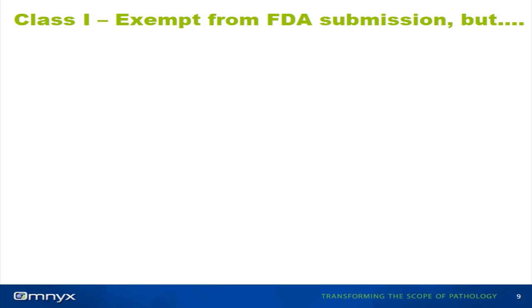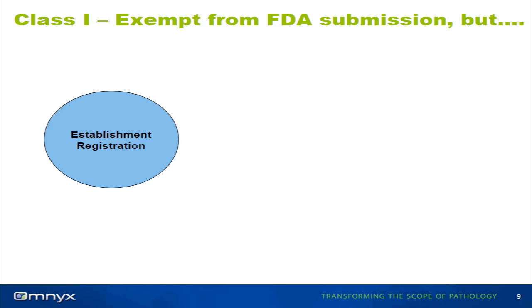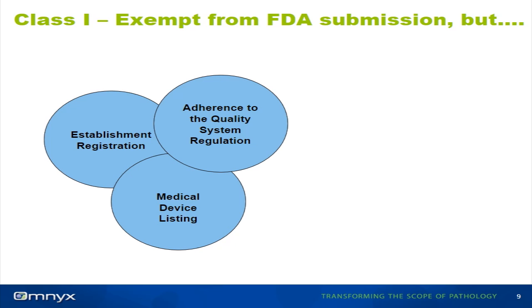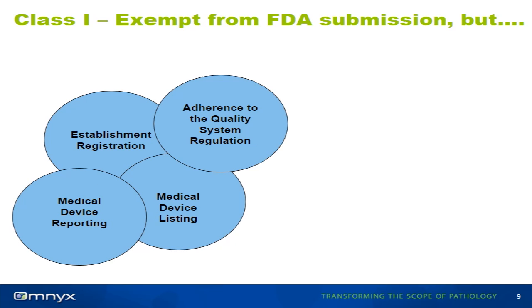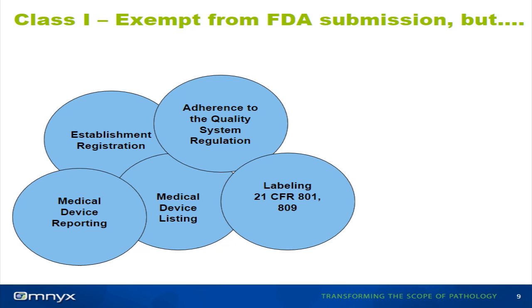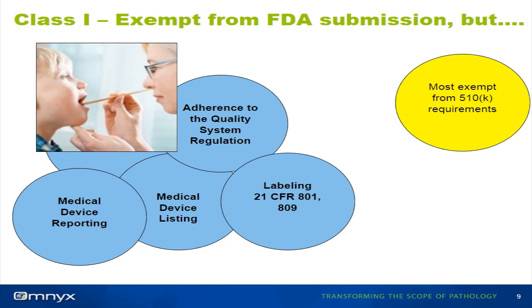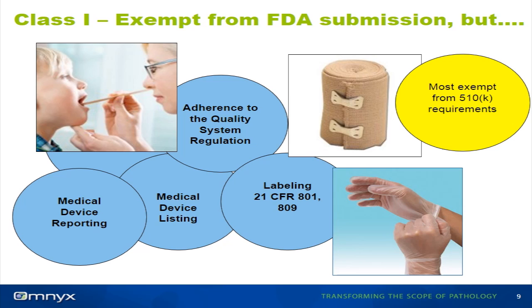So Class 1 devices are exempt from an FDA submission, but require establishment registration, adherence to the quality system regulation, a medical device listing with FDA, medical device reporting requirements, and labeling per 21 CFR 801 and 809. And as I mentioned previously, most of these are exempt from 510(k) requirements. Some examples of Class 1 devices include tongue depressors, ACE bandages, and medical gloves.